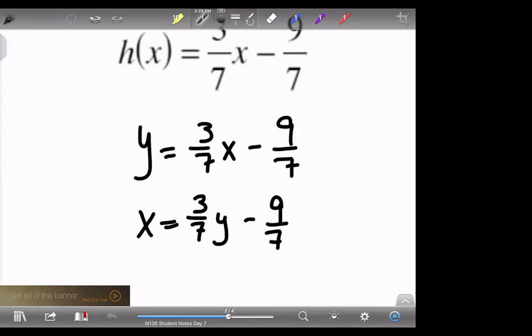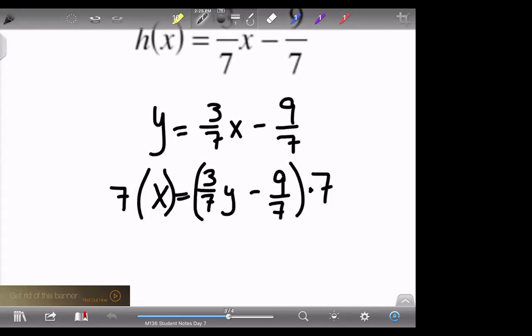Now, when I look at this, some students begin to panic because there's so many fractions. Thankfully, in this case, both fractions have the same denominator. In this case, they're both 7. So if we multiply both sides by 7, the left-hand side, we're going to have 7 times x, which is just 7x. On the right-hand side, we're going to take 7 times 3/7, which is going to simplify to just 3y.